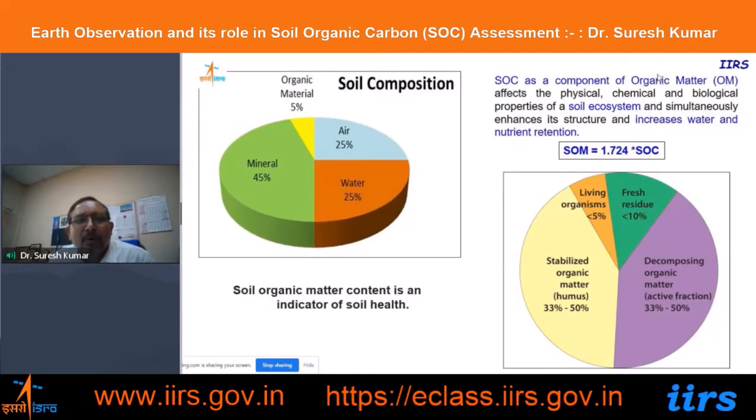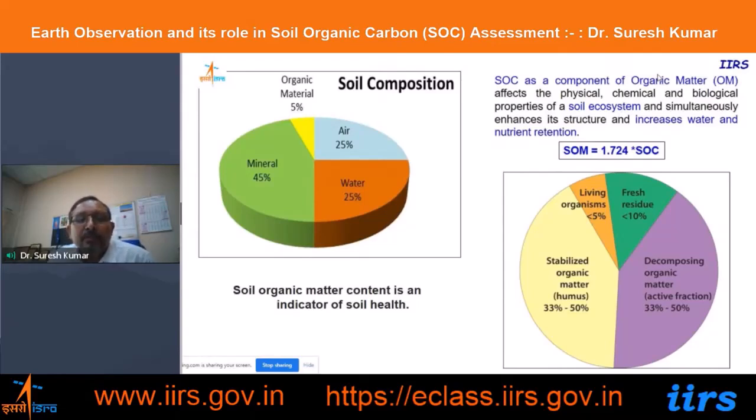If we see organic matter, there are two terms used: soil organic matter and soil organic carbon. Soil organic carbon is the carbon present in organic form. In general, we estimate soil organic carbon by laboratory methods, for example the Walkley and Black method, and also by CHN analyzer and TOC analyzer. These three instruments are used for estimating soil organic carbon. If soil organic carbon is multiplied by the factor 1.724, then it is converted into soil organic matter.